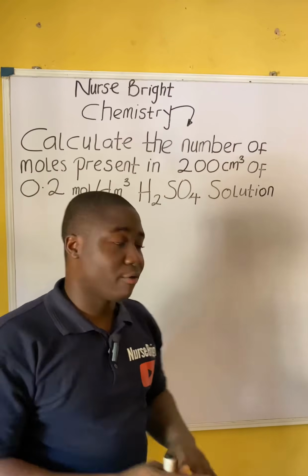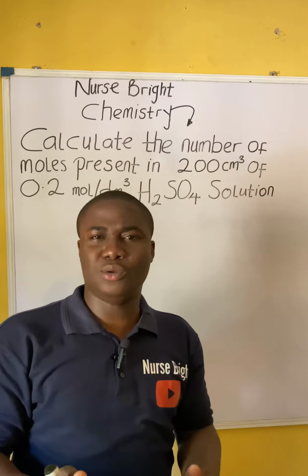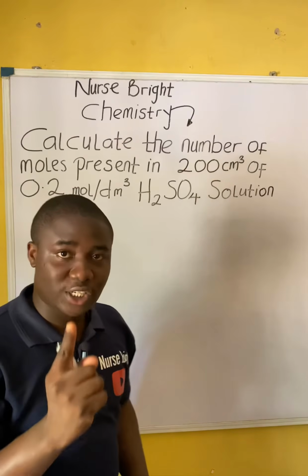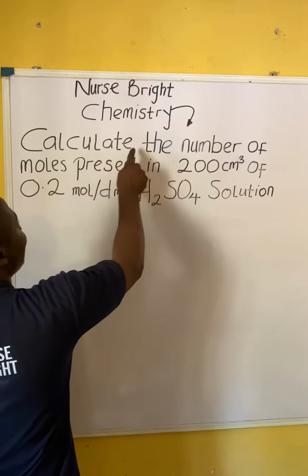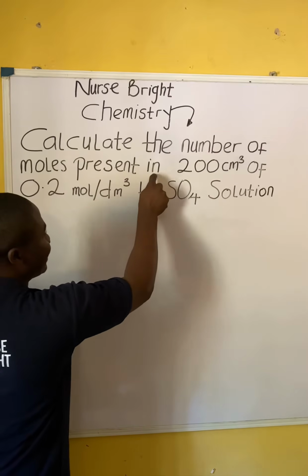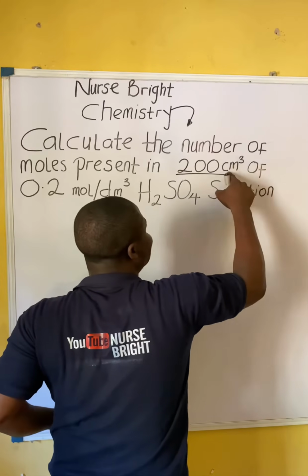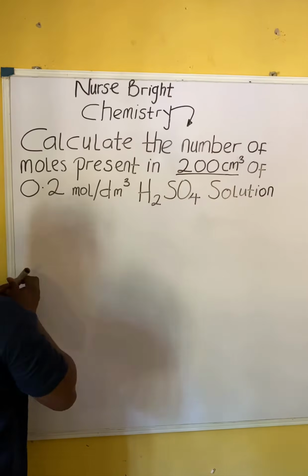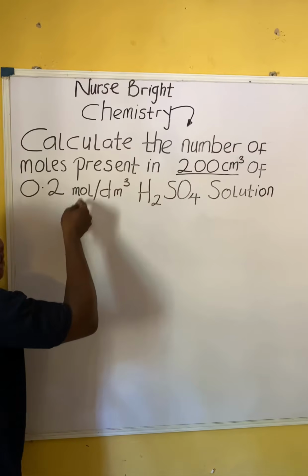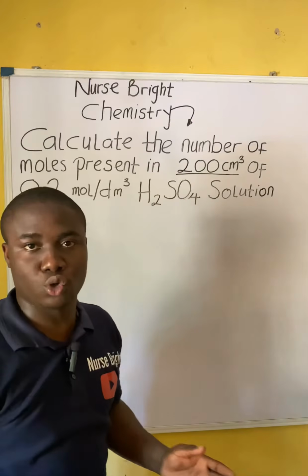Let's say you came across this question in your chemistry exam. How will you solve it? It is very easy. Now let's solve together. The question says, calculate the number of moles present in 200 cm cube of 0.2 moles per dm cube H2SO4 solution.